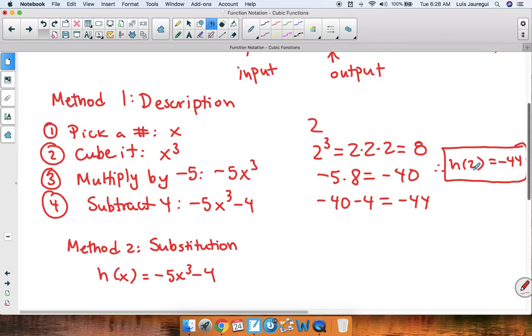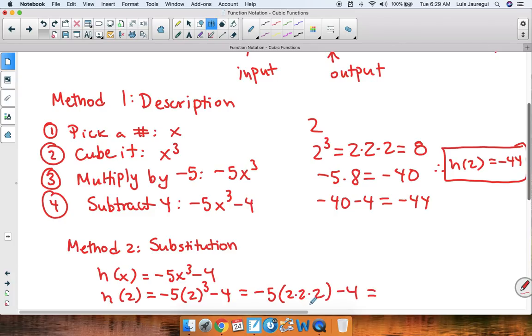Now our input is 2. So the x value is 2, so let's substitute that in. So we have h of 2 is equal to negative 5 times 2 cubed minus 4. Now, using the order of operations, we need to evaluate the part with the exponent first. So we have negative 5 times 2 cubed, which is 2 times 2 times 2, minus 4.